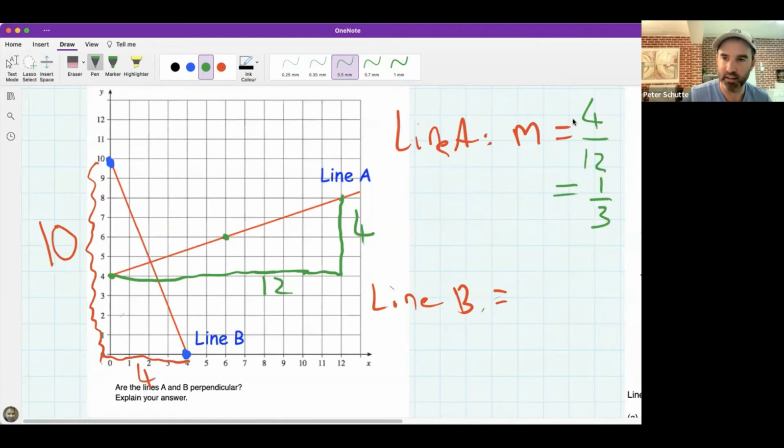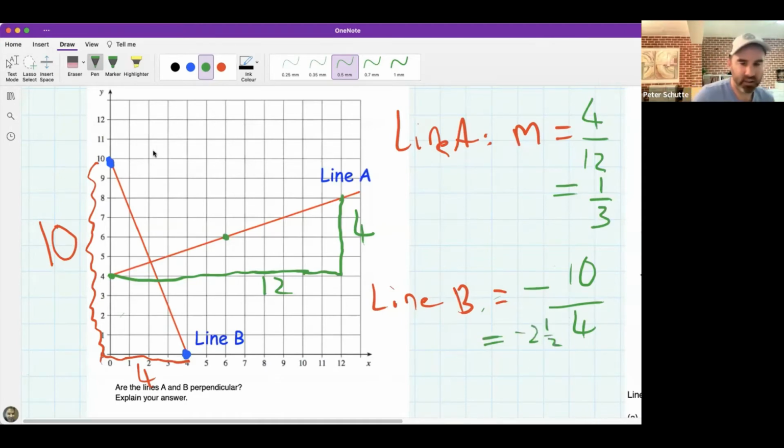For line B, it's going to be a negative because it's sloping down, and it's going to be 10 on top and 4 over here. Now, negative 10 over 4 can also be written as what? It could be negative 2.5, if you like.